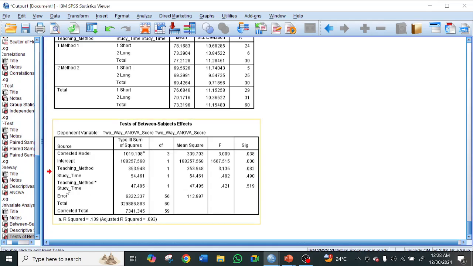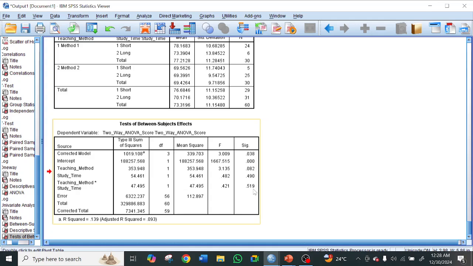So this is study time against teaching method here now. Study time to teaching method. This is it. So we can see the F value is 0.421, and it's also not significant. So the combined effect of study time and teaching method on scores is also not significant.